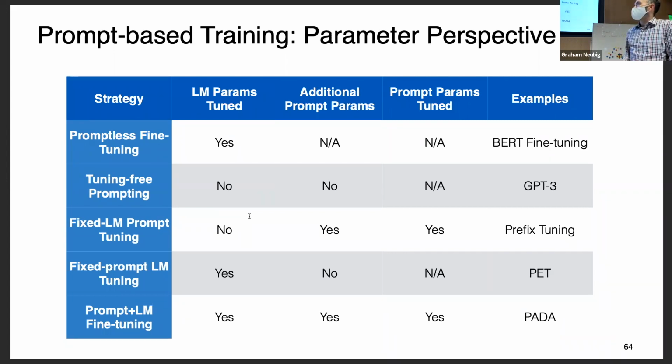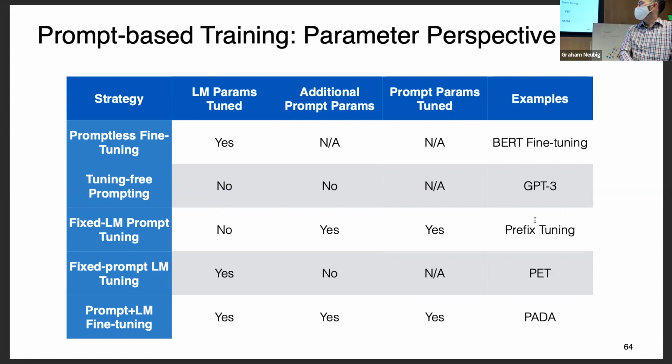The first one is promptless fine-tuning. This is like what you typically do with BERT. You take it and fine-tune it directly to solve your task. There's also tuning-free prompting. This is like what is done in GPT-3 or in my examples from GPT-J, where we just provide a prompt. We don't change the parameters of the language model at all. There's also fixed LM prompt tuning. So this would be like prefix tuning.